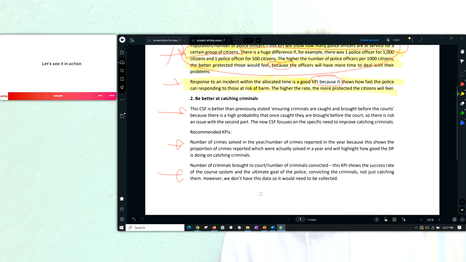Look at this, one more. This critical success factor is better than previously stated. This is the old one, because there is a high probability that once they are caught, they are brought before the court. The original one: ensure that criminals are caught and brought before the court. Well, in the story, they tell us that if you get caught, you go to court. So we don't need that part of the critical success factor. Be better at catching criminals. Okay, there's no issue with the second part. The new CSF focuses on the specific need to improve catching criminals. That is justification for the change. That is scoring marks.